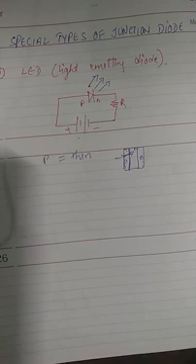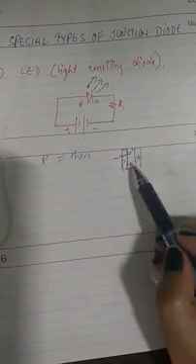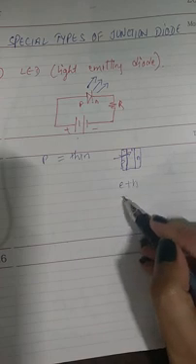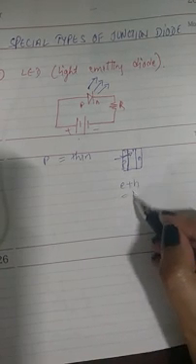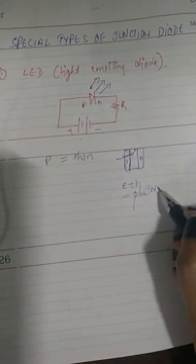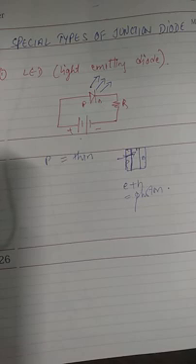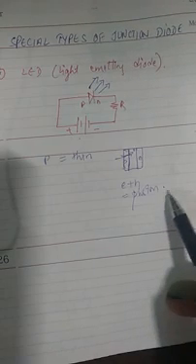So whenever the electron and hole combine, they release energy in the form of a photon. The frequency which is being released is directly proportional to the energy released, and intensity is directly proportional to the number of photons. So the intensity of an LED depends upon the number of photons which are created after electron and hole combination.